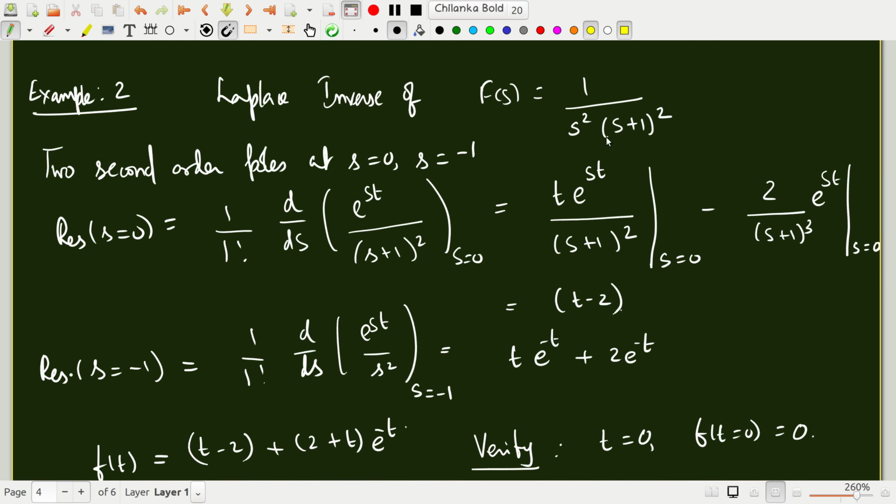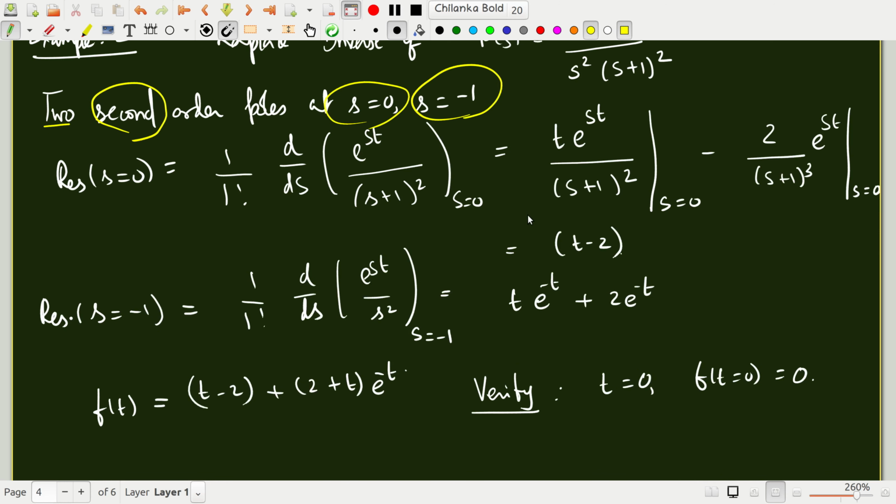Let's now look at a slightly more complicated function. F of s is 1 over s squared times s plus 1 the whole squared. There are two second order poles. Why are they second order? You have s squared and s plus 1 whole squared, at s is equal to 0 and s is equal to minus 1. Okay. Now what are the residues?